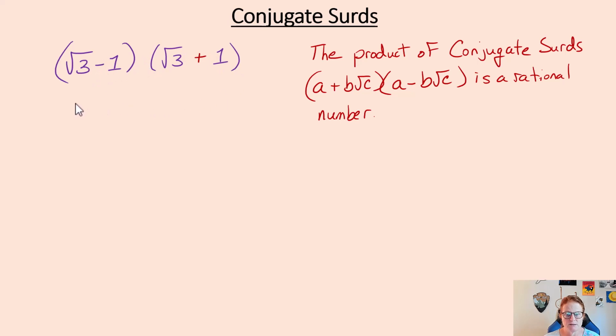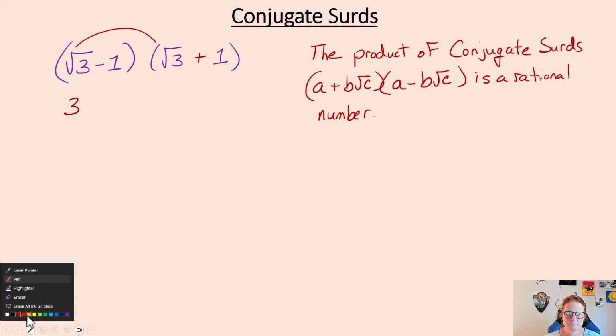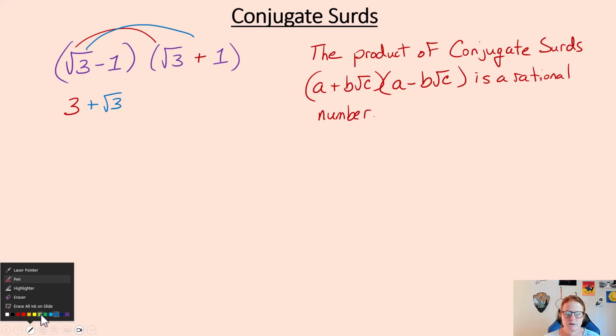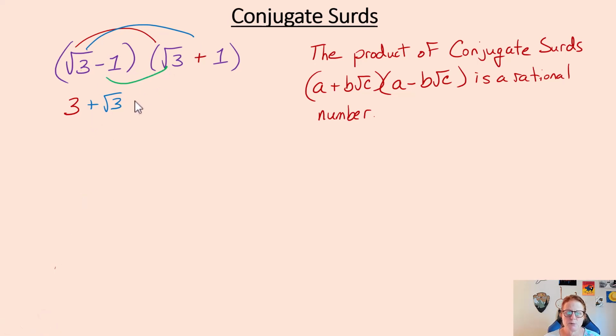When I FOIL these, I'm going to get square root of 3 times square root of 3, which is 3. Then I'm going to do square root of 3 times 1, which is plus square root of 3. I'm going to do negative 1 times square root of 3, and there's my minus square root of 3. And then I'll do negative 1 times 1, which gives me positive 1. So I've done the FOIL. Now if you look, plus square root of 3 minus square root of 3, they cancel out, and I'm left with the rational number of 4.